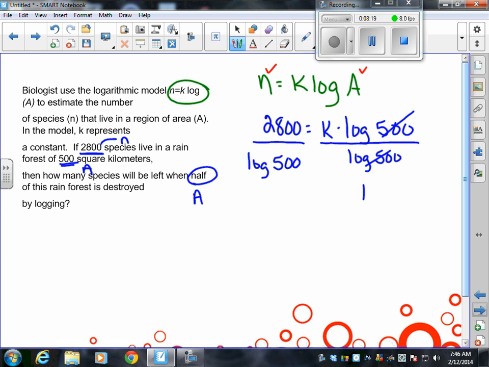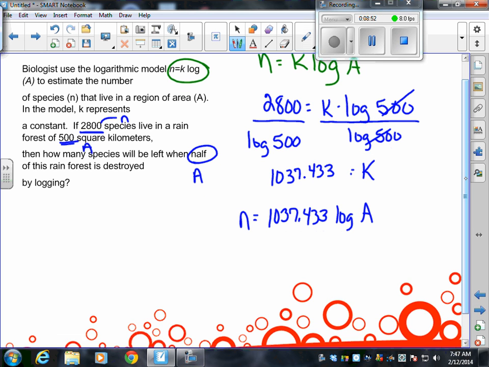So if I take 2,800 and divide by the log of 500, I get that my k is 1,037.43. We'll go ahead and round that to 3. So now I actually know I could put that in for k, and my equation would be n equals 1,037.433 log of A. And then the last question is, how many species are left? So I want to know n.